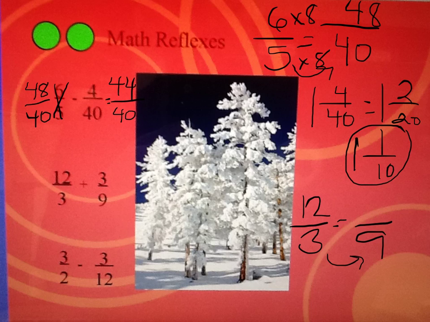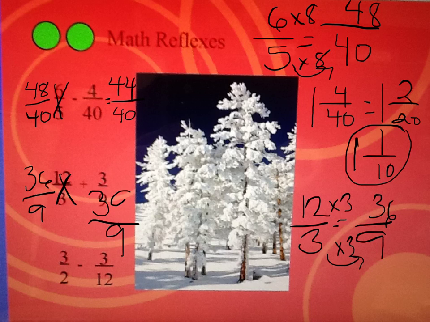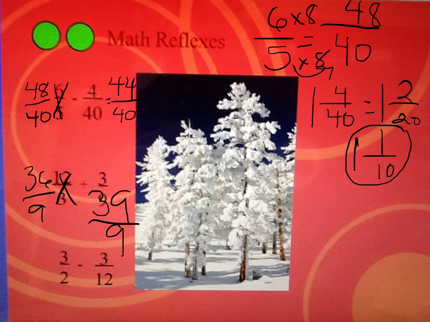How do we go from 3 to 9? We multiplied it by 3. Need to do it to the numerator, which is 36. Replacing 12 thirds with 36 ninths. Denominator is going to stay the same. Add 36 plus 3, which is 39. And now we need to go ahead and reduce our fraction or make it smaller.